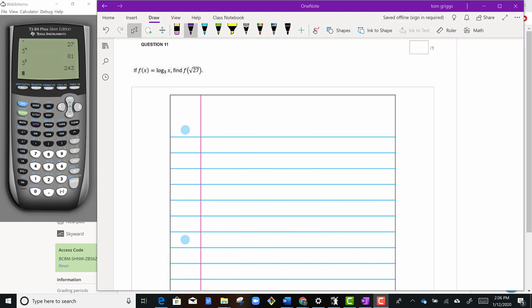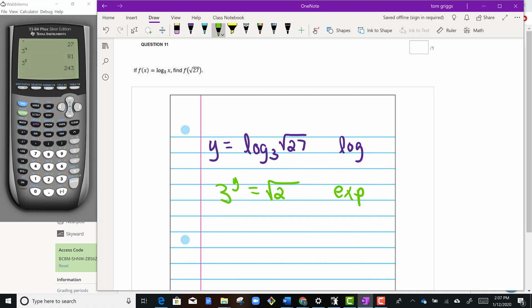All right, this next problem can be solved in a similar fashion. We are trying to find f of radical 27. So basically, we are trying to solve this function when x is radical 27. So again, this is log form. Let's convert this to exponential, which would be 3 raised to the y power equals radical 27.